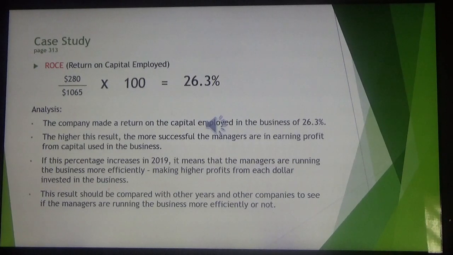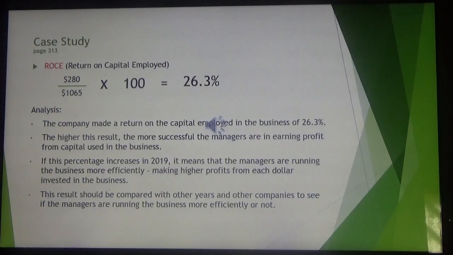Now, let's try to see the analysis of these figures. The company made a return on the capital employed in the business of 26.3%. It's positive. It's not a loss. It's a gain. The higher this result, the more successful the managers are in earning profit from capital used in the business. And if this percentage increases in 2019, it means that the managers are running the business more efficiently, making higher profits from each dollar invested in the business.